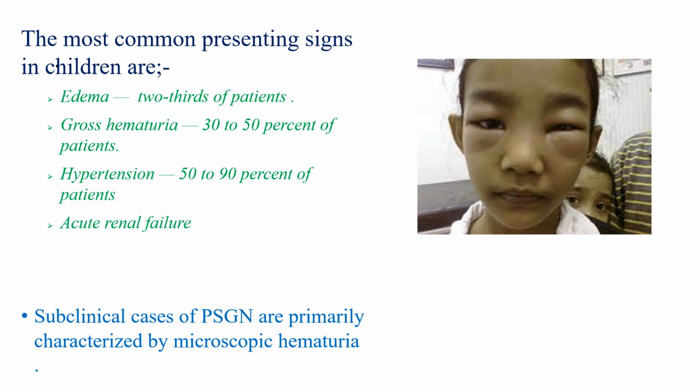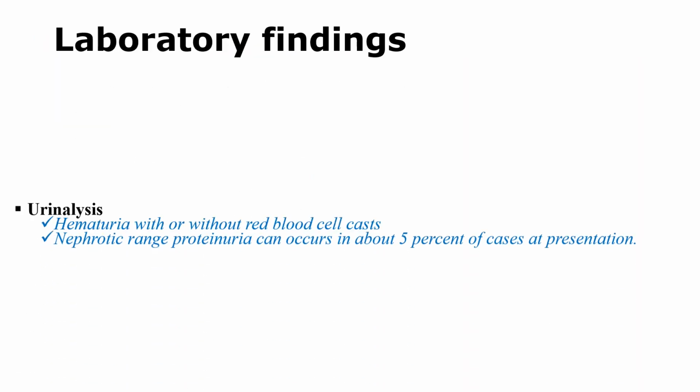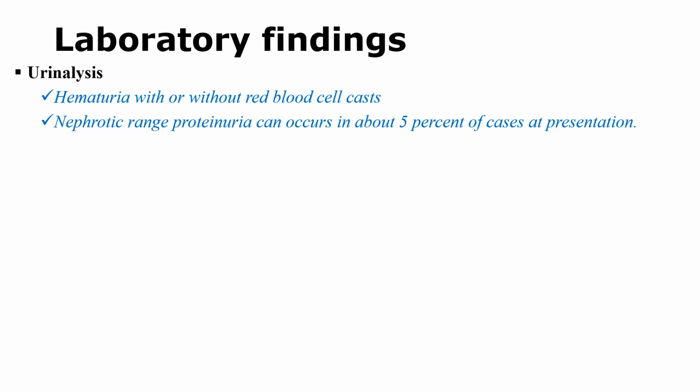Subclinical cases of PSAGN are primarily characterized by microscopic hematuria, which is diagnosed or seen incidentally when a patient gives a urine sample for some other reason. Regarding laboratory findings, on urine analysis, hematuria with or without red blood cell casts is seen, and nephrotic range proteinuria can occur in about 5% of cases at presentation.